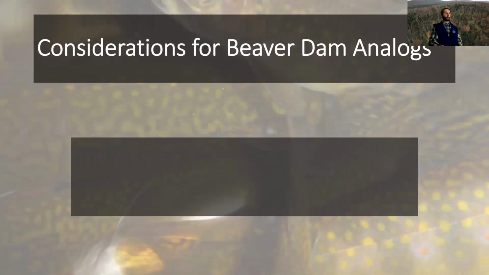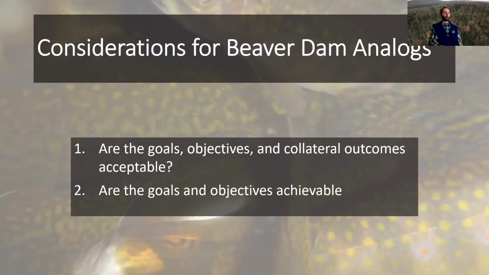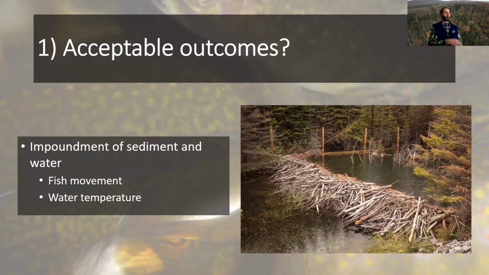Okay, now moving on to considerations for beaver dam analogs. I put these kind of on their own because they are different. They usually have different goals, and they're using different material than strategic wood addition and post-assisted log structures. But I have 2 kind of overarching questions here. Are the goals, objectives, and collateral outcomes acceptable? And then, are the goals and objectives achievable? All right, so, are the outcomes acceptable? Usually with a beaver dam analog, you're trying to impound water and sediment. And is that going to be okay?